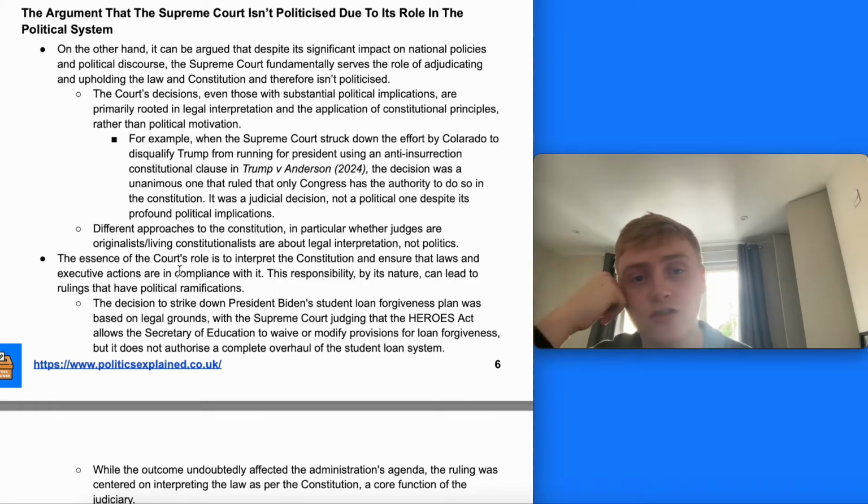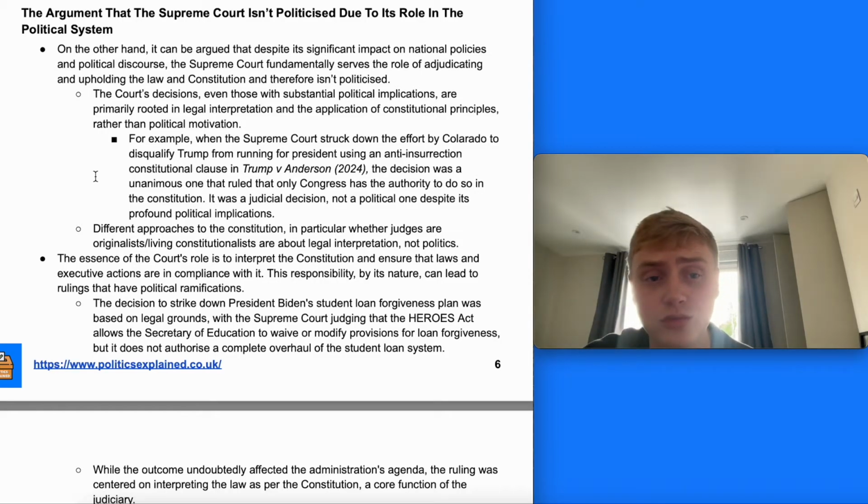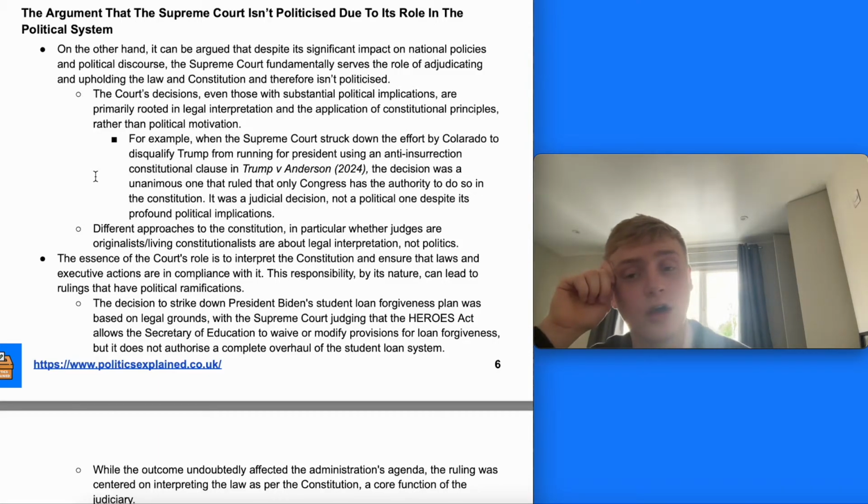So, for example, when the Supreme Court struck down the effort by Colorado to disqualify Trump from running for president using an anti-insurrection clause in Trump v. Anderson in 2024, which is really recent, the decision was a unanimous one that ruled that only Congress has the authority to do so in the Constitution. So it's a judicial decision, not a political one, despite its profound political implications for the presidential election in 2024.